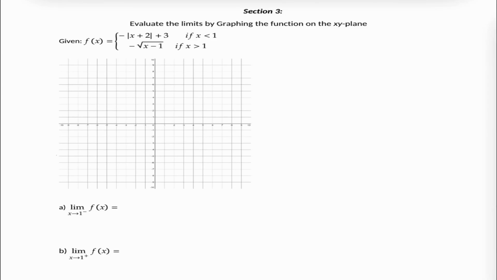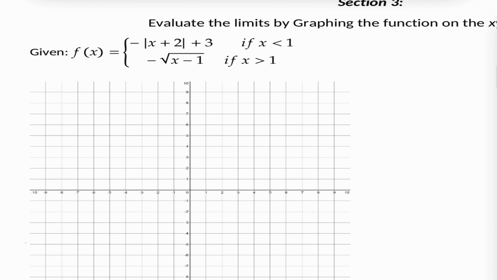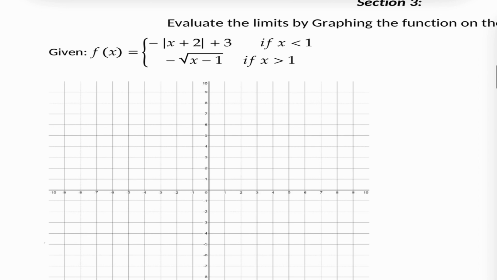This question asks, evaluate the limits by graphing the function on the xy plane. Let's see what's given. We can see that it's a piecewise function, with the first equation being an absolute value function and our second one being a radical function. It gives us a domain of x less than 1 and x greater than 1, which tells us that there'll be a hole at 1 on the x-axis.